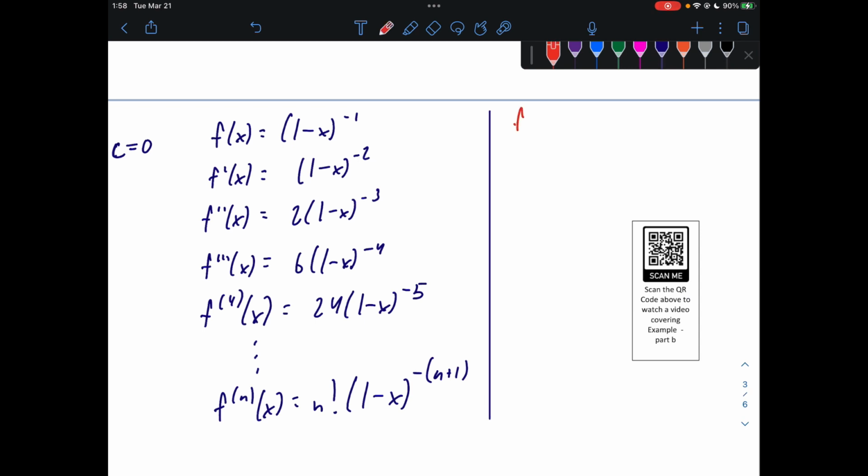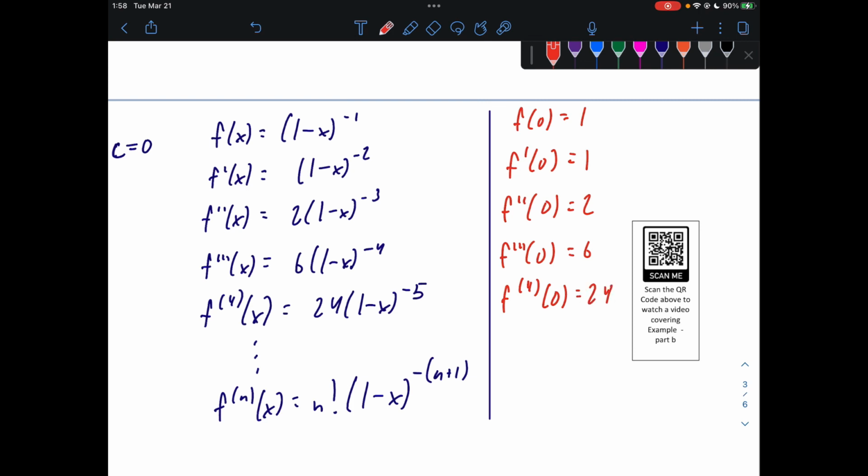let's find the derivatives at 0. So f of 0 would just be 1. F prime of 0 would be 1 over, that'd also be 1. F double prime of 0 would be 2 times that, so that would be 2. F triple prime of 0 would be 6. F fourth derivative of 0 would be 24. And really, we can get down to the nth derivative of 0 would be n factorial.